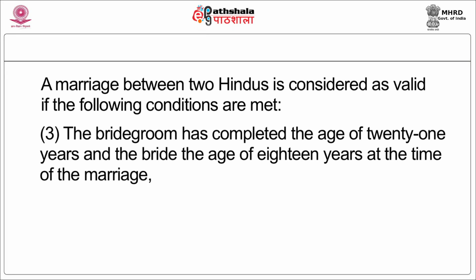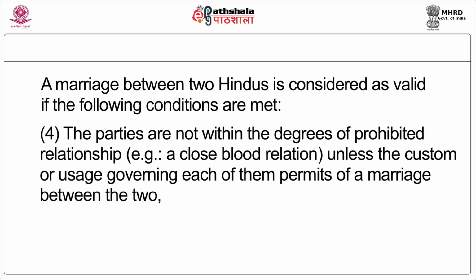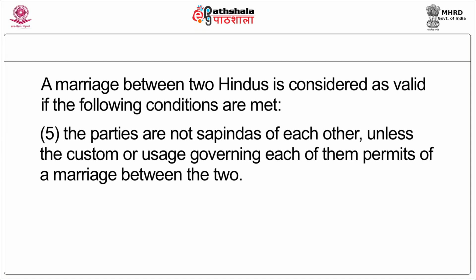The third condition for a valid marriage is that the bridegroom has completed the age of 21 years and the bride has completed the age of 18 at the time of the marriage ceremony. Fourth, the parties are not within the degrees of a prohibited relationship, for example, a close blood relation, unless the custom or usage governing each of them permits a marriage between the two. Fifth, the parties are not sapindas of each other, unless the custom or usage governing each of them permits a marriage between the two.